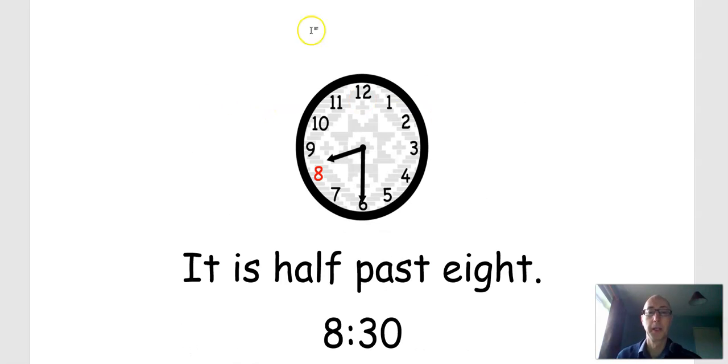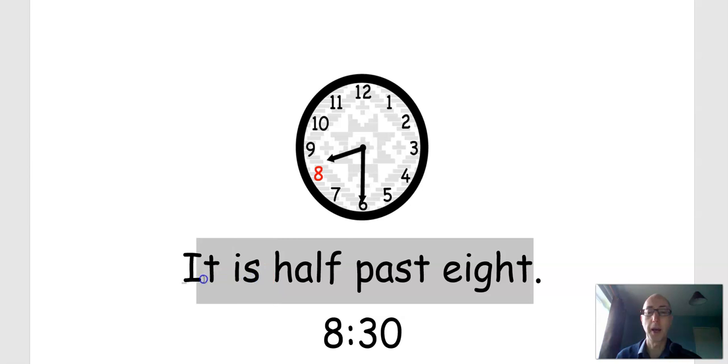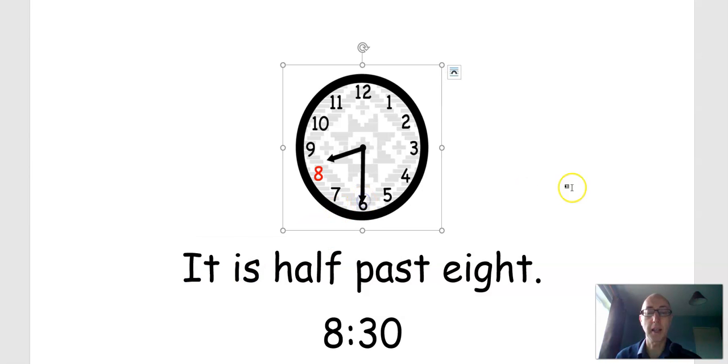Again, the big hand is at 6. Small hand is just after 8, so it is half past 8. Big hand is at 6, it's half past.